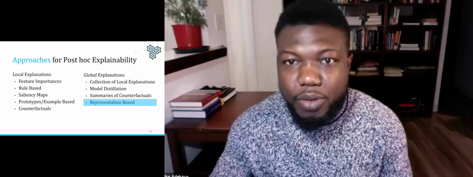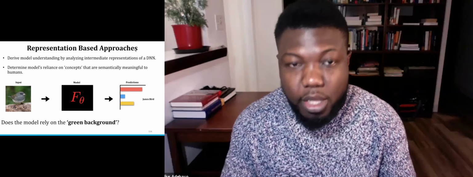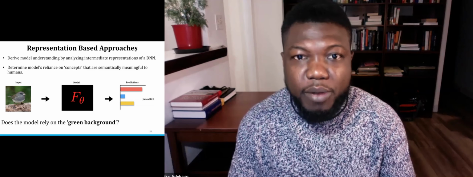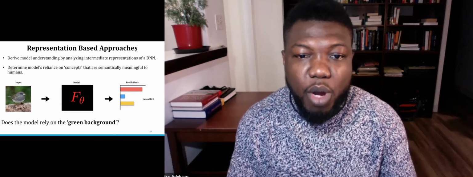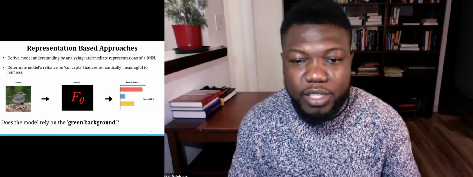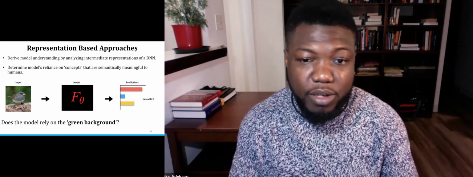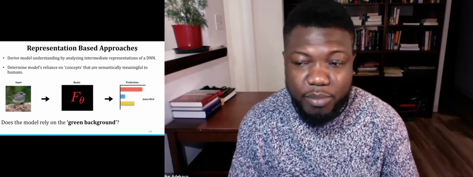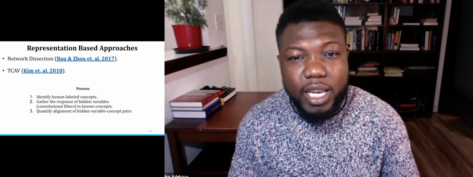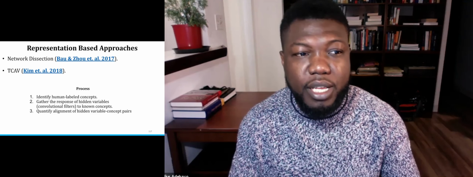We'll now discuss representation-based explanation approaches. So this class of approaches use the intermediate representations of a deep network to study the model's reliance on user-provided concepts. And so you can answer questions like, does the model rely on the concept green background in this case in order to predict that this input is a junco bird? And so two methods that we'll highlight under this class of approaches are network dissection and TCAV.